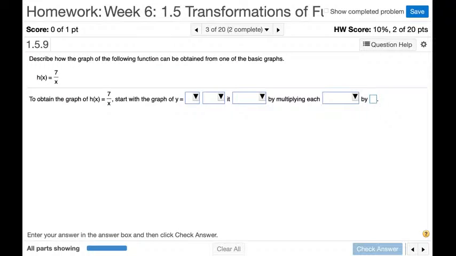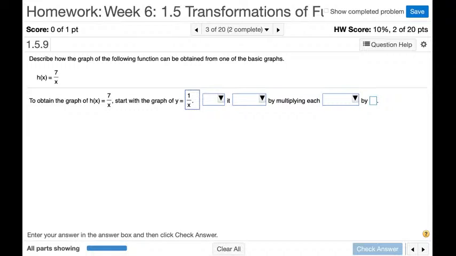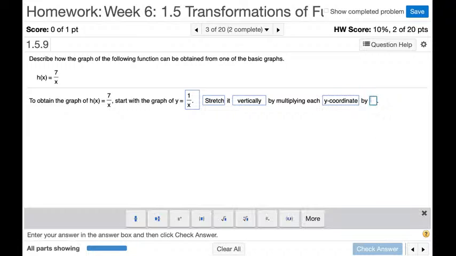So the basic function here is a reciprocal function, which is 1 over x. Then we stretch it vertically by multiplying each y by 7. All right, so we multiplied the outside by 7 and did a vertical stretch. The x values stayed the same, but the y values all got multiplied by 7.